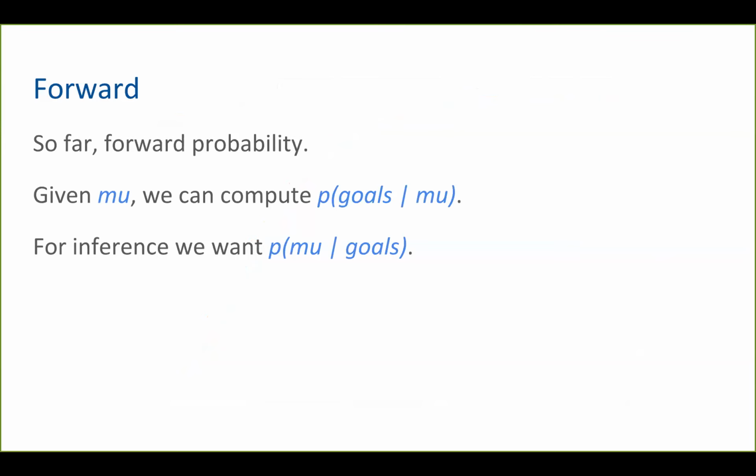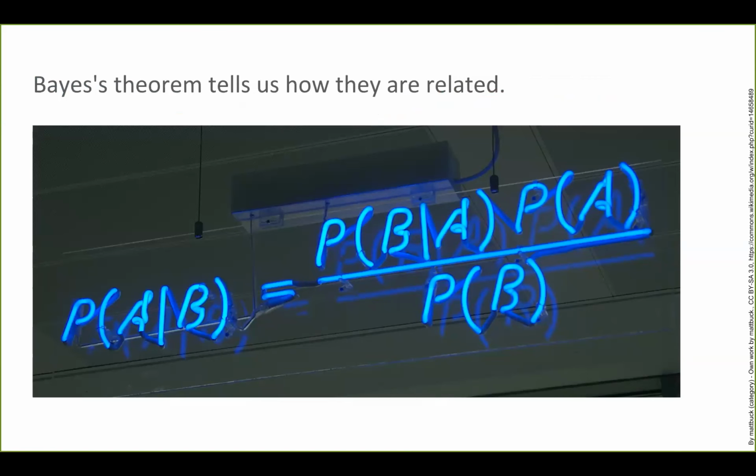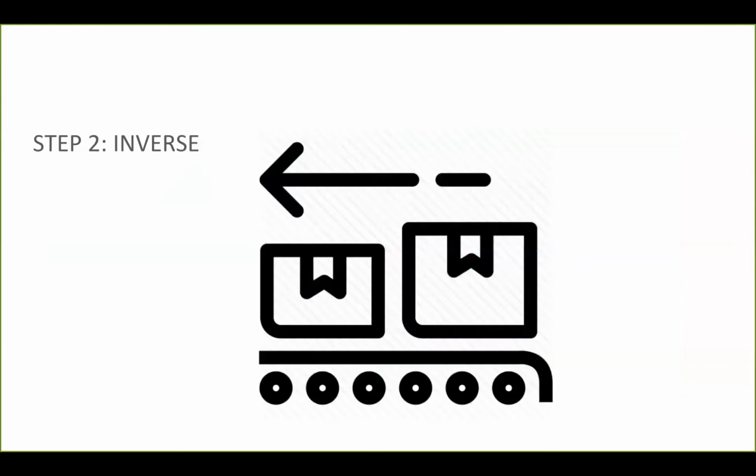Okay, so far this is all forward probability. Somebody tells me what the parameter is, mu, and I can compute the distribution of goals conditioned on mu. For inference, I want to go the other way around. I want to compute the distribution of mu, the parameter, for a given observed number of goals. And Bayes' theorem tells us how to get back and forth between those two things. Bayes' theorem says on the right-hand side, if you know the conditional probability of B given A, you can compute the conditional probability of A given B.